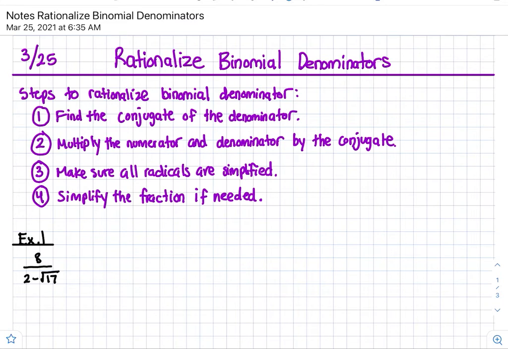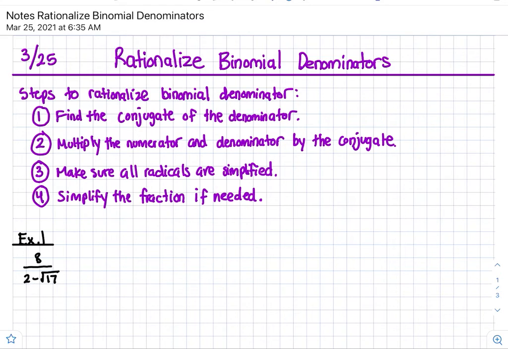Here's your guys' lesson on rationalizing binomial denominators. We're going to have a situation where we have to rationalize, but instead of a monomial, meaning one radical on the bottom, there are two terms, a binomial. There is a technique that enables you to rationalize this, and that is by using the conjugate.